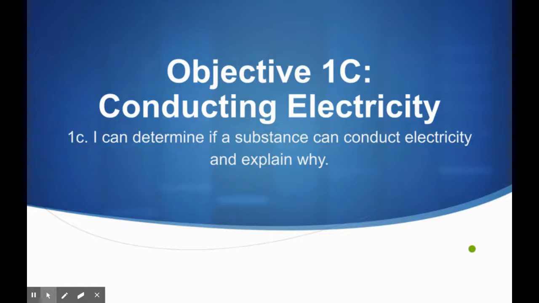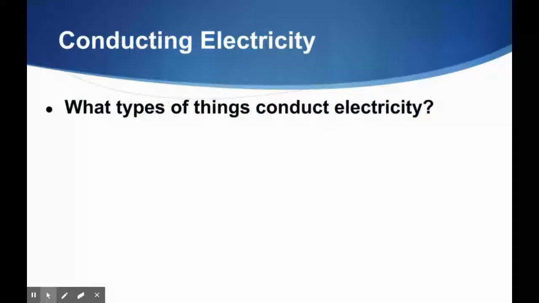So you are going to need to determine if a substance can conduct electricity and explain why by looking at the chemical formula. So to get started, I want you to just think about this question and what you already know. I want you to think about what types of things conduct electricity, what we use to help us conduct electricity.